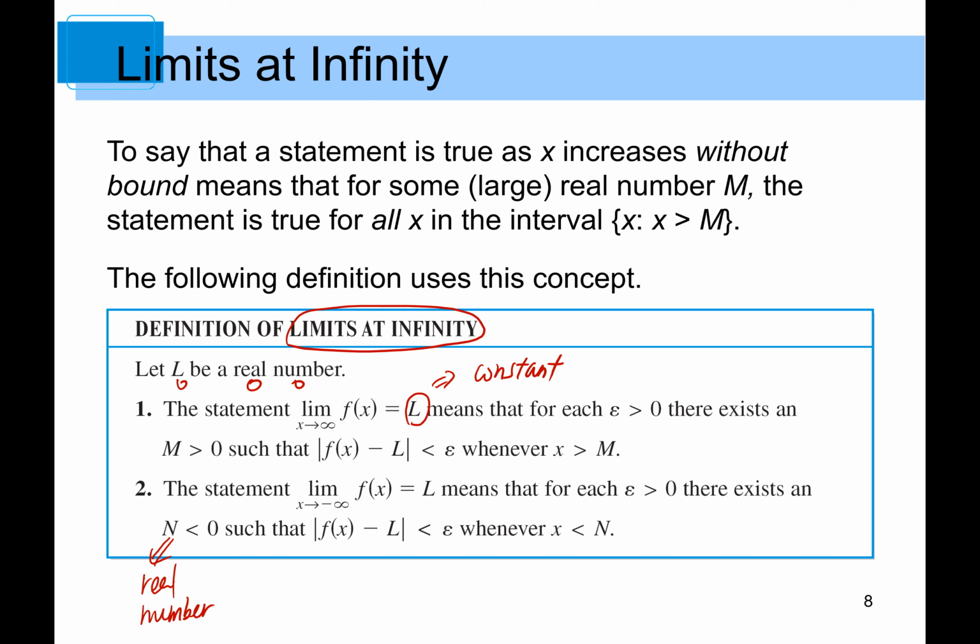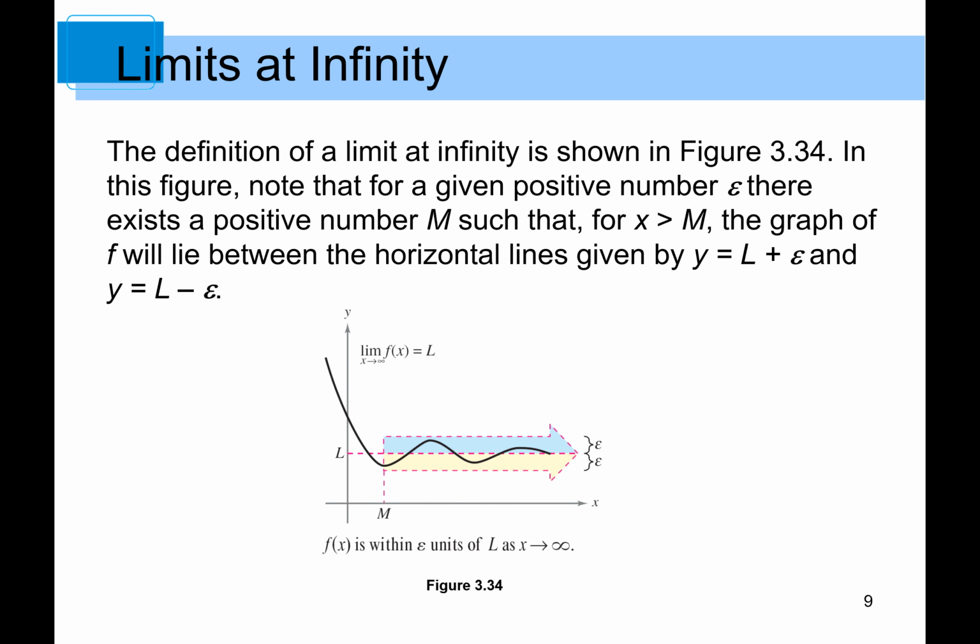Just basically telling us, if the limit when x approaches positive infinity of the function f of x equals a constant L, and the limit when x approaches negative infinity of f of x also equals L, then we have a horizontal asymptote. Okay. The definition of limit at infinity is shown in figure 3.34.